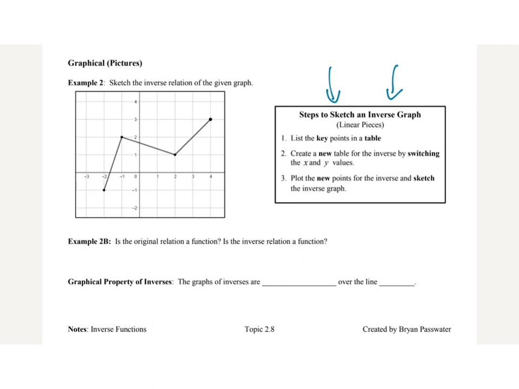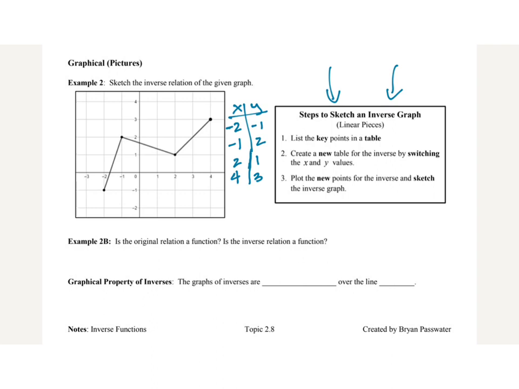Step 1 says list the key points in the table. I think that's a great idea. We are looking at this function, and I think it's really nice to go in and say, what are some x and y values from this particular picture? What do you see? Negative 2, negative 1. What else? Negative 1, 2. What else? 2, 1. Last one? 4, 3. Those are some nice points, right?